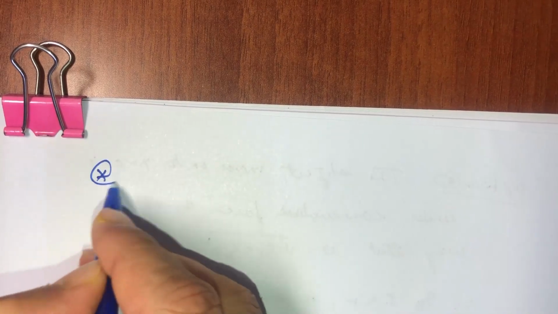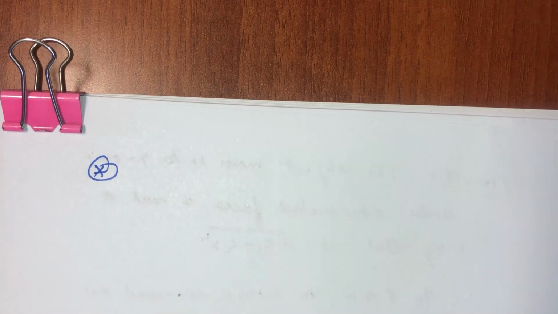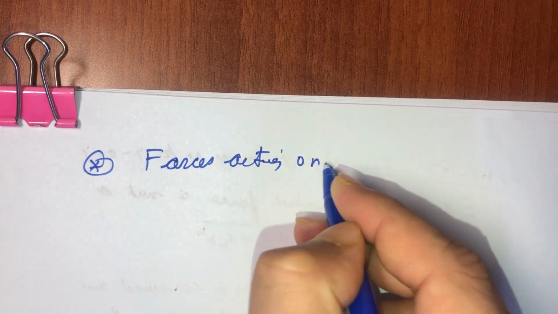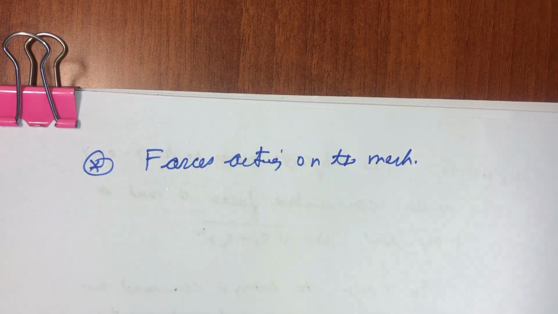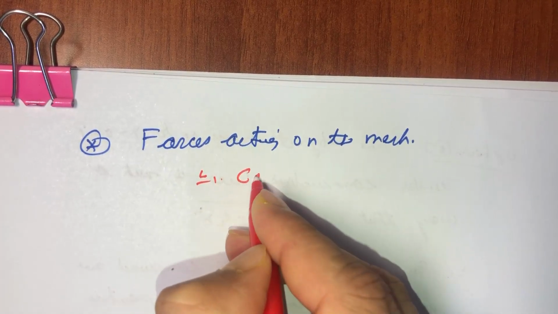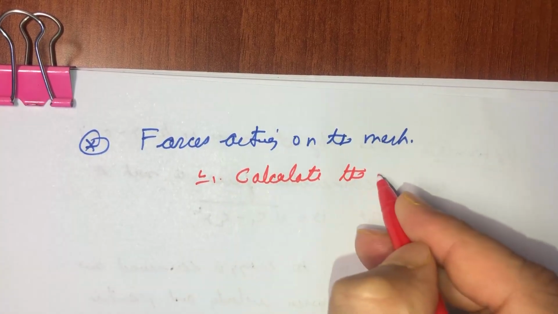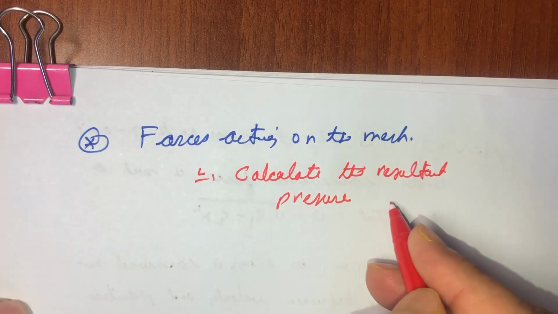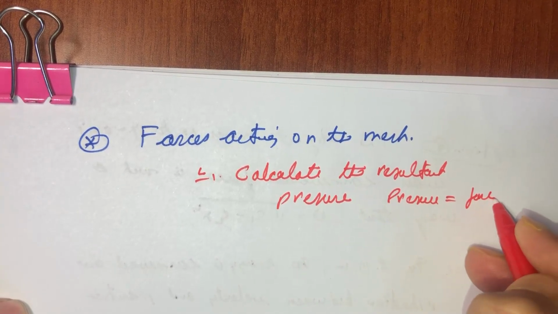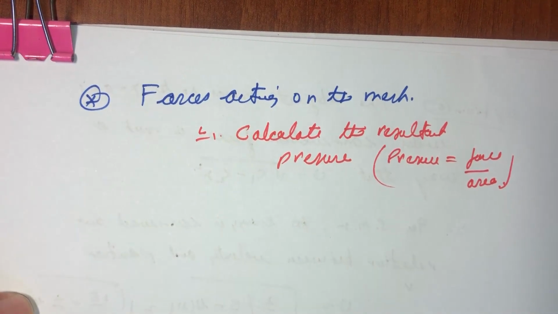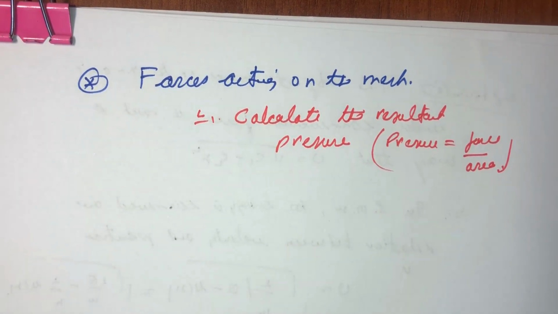Next we are going to find out the forces, and based on the forces we are going to calculate the pressure. So forces acting on the mesh. From here we are going to solve it using two things. First is to calculate the resultant pressure, because we know that pressure is equal to force over area. And second, we are going to calculate the change in momentum, because force is also related to change in momentum.